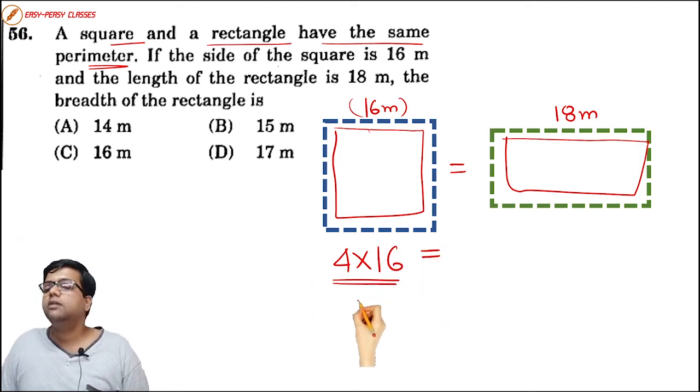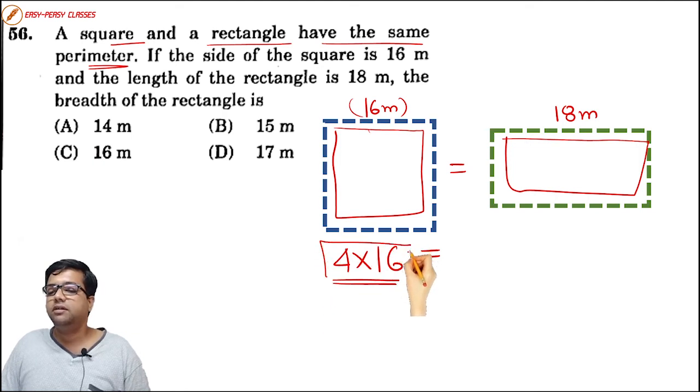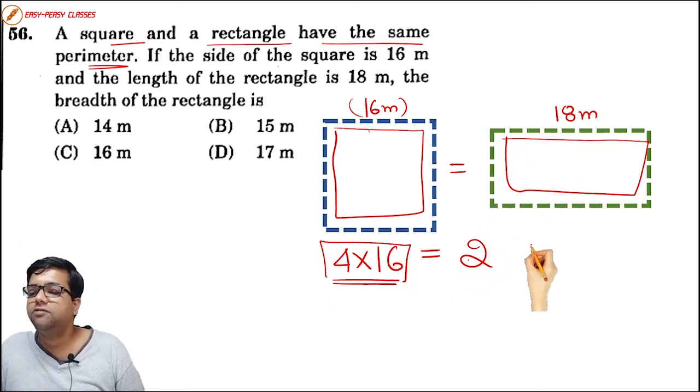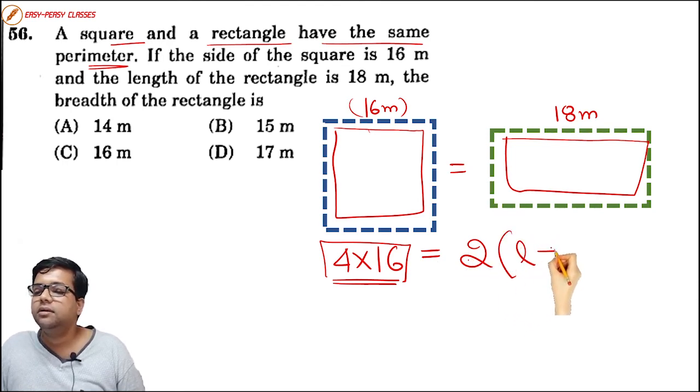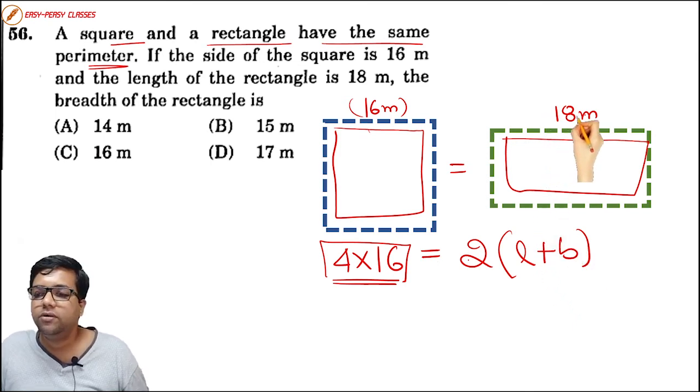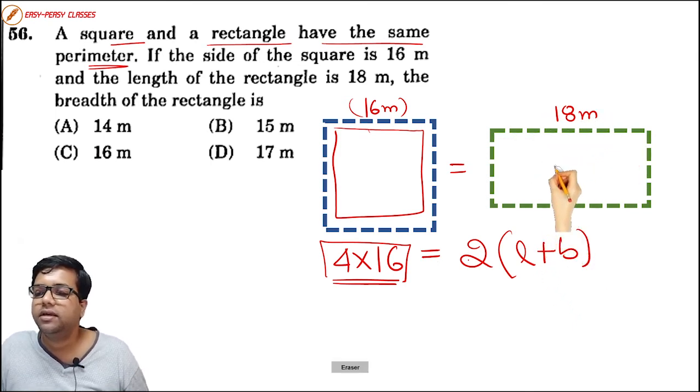The perimeter of the square is equal to perimeter of the rectangle. What is the formula for perimeter of the rectangle? 2 into length plus breadth is the perimeter of rectangle. Do we know length over here? We know length over here as 18 meter.